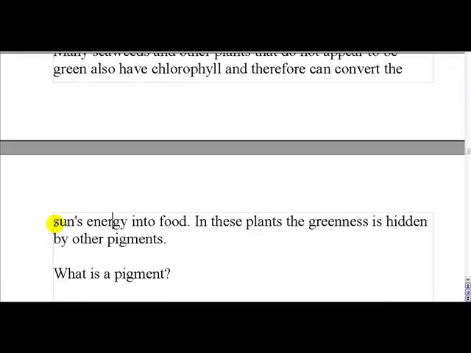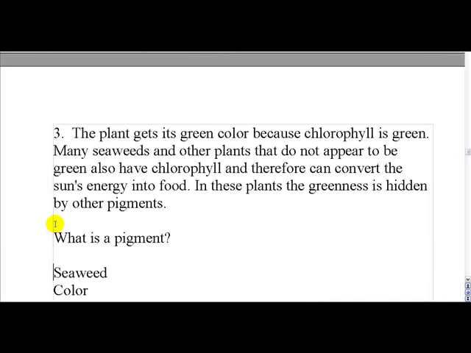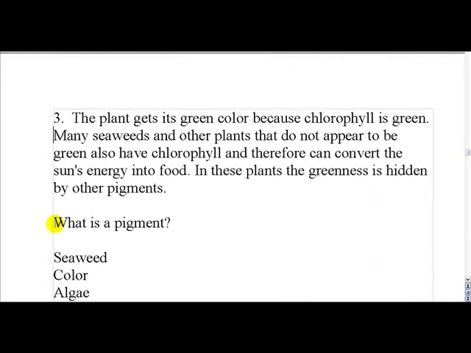Okay, let's go to 3. Let's go down to another page here where we can see this one better. Here it is. The plant gets its green color because chlorophyll is green. You remember what I said about the be verb? So we know chlorophyll has to do with green, and green means color. It says many seaweeds and other plants that do not appear to be green also have chlorophyll and therefore can convert the sun's energy into food. In these plants, the greenness is hidden by other pigments.